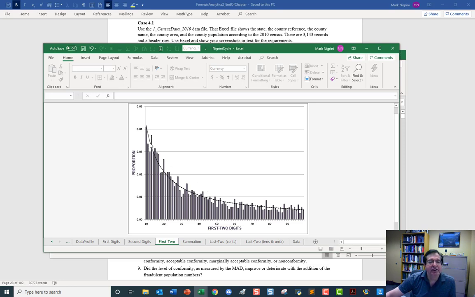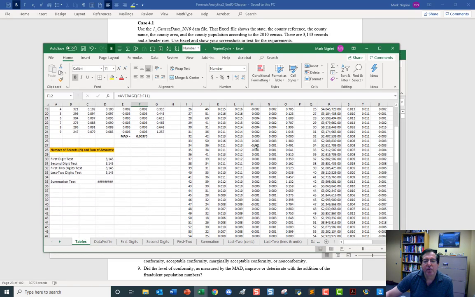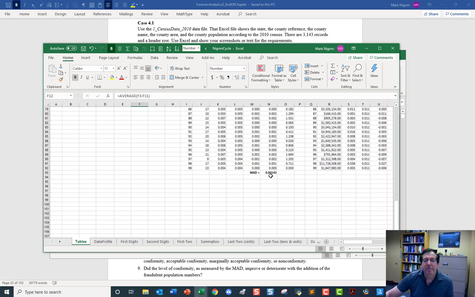We take all the deviations, and it doesn't matter whether the deviation is over or under. We take the absolute value, and then we take the average of these absolute values, and we get something called the mean absolute deviation. The bigger these deviations are, the bigger will be your mean absolute deviation, and that is calculated for us right over here. Tables, right down at the bottom. My mean absolute deviation is 0.00143, and that is the answer to number 3.